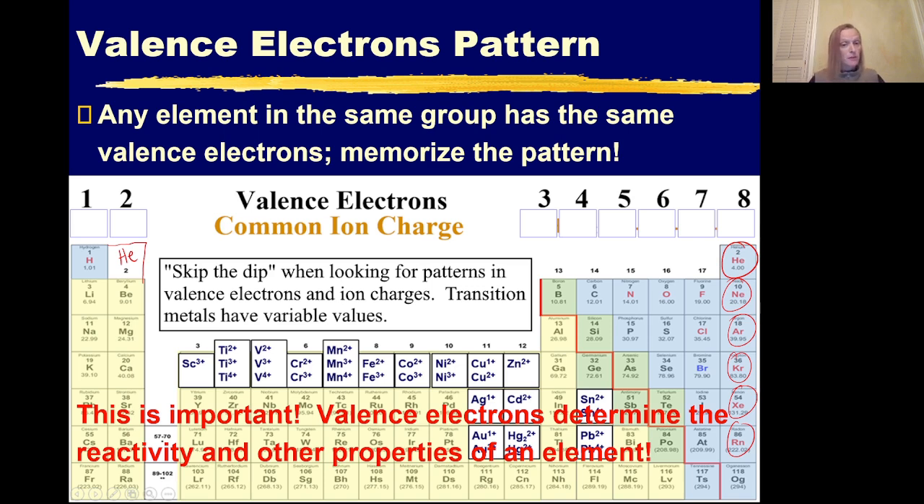This is an important pattern to memorize. Valence electrons determine reactivity and lots of other important properties of an element, so please do commit this to memory. We're going to skip the dip when looking for patterns in valence electrons and ion charges. That's because transition metals can have variable ion charges. They're what we call multivalent. Their valence electrons get complicated beyond the scope of Chem 1, so we'll just not memorize a particular number for elements that are in the transition metal zone. I hope this helps.